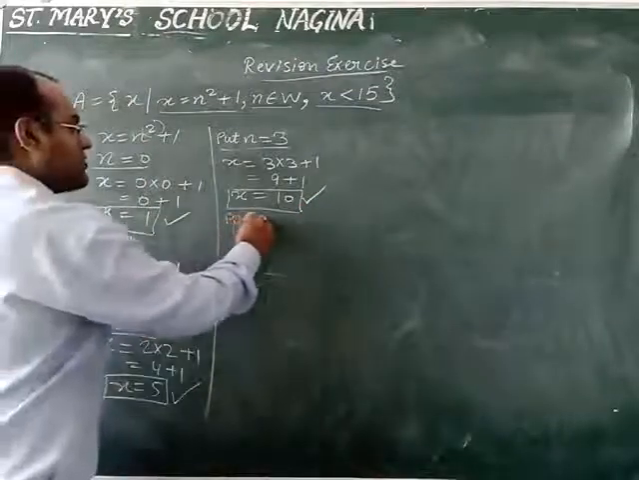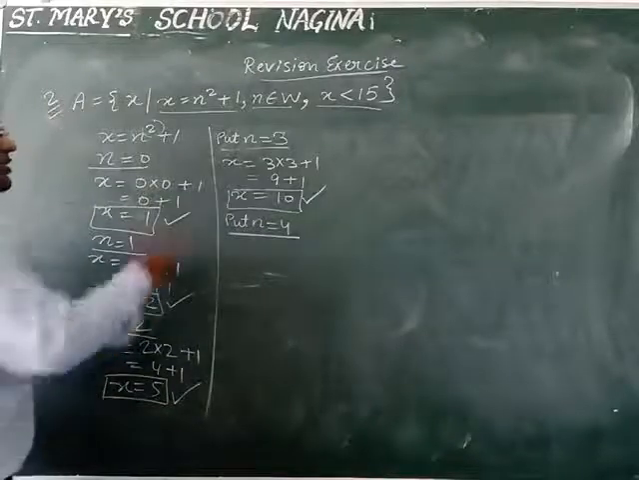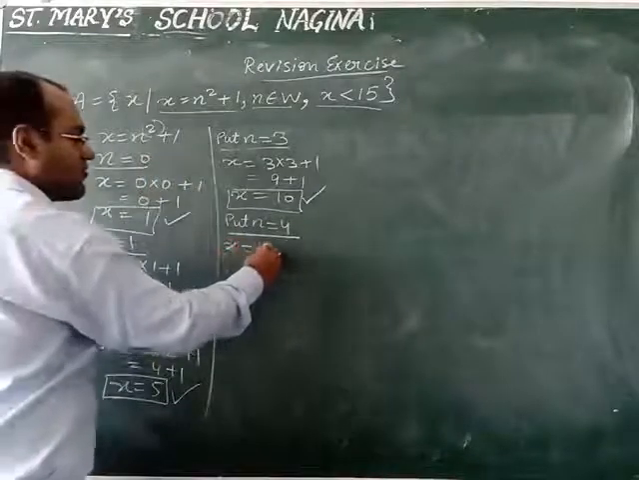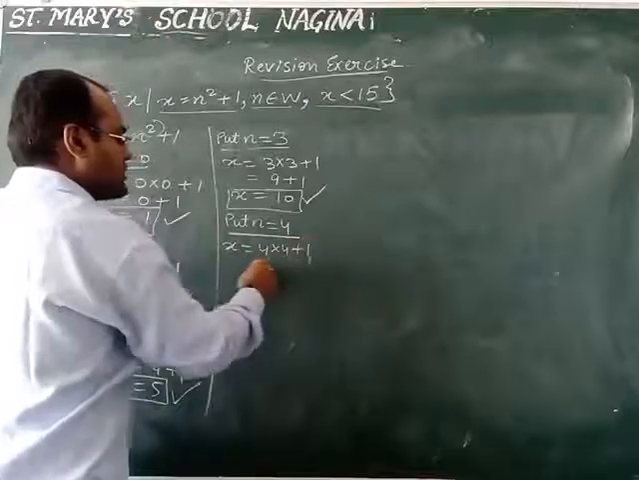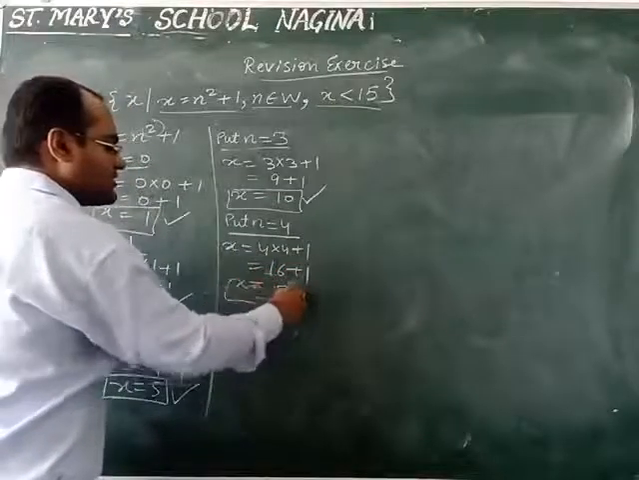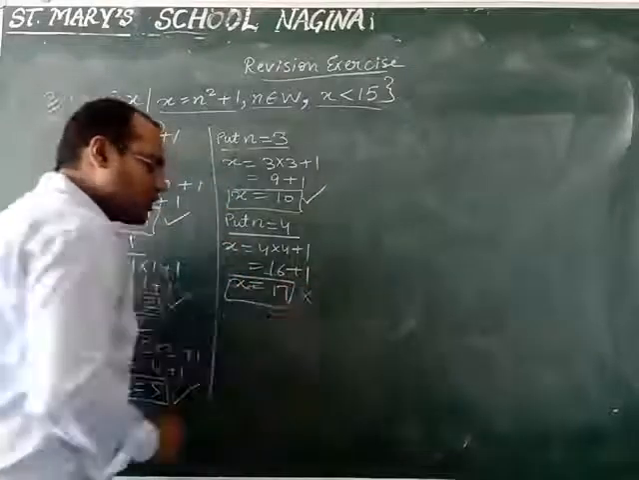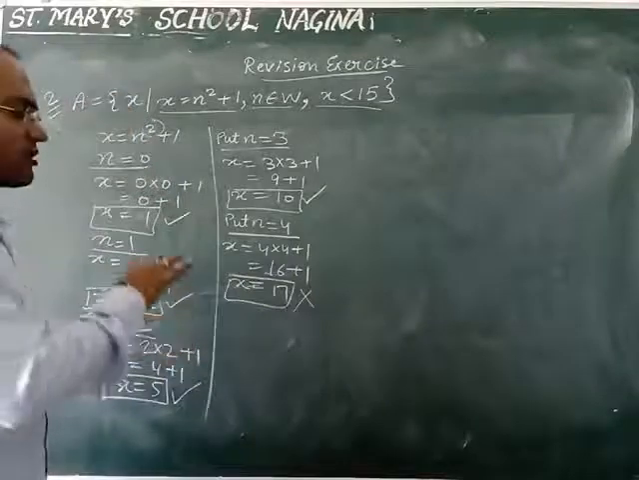Put n is equal to 4. When we will put n value 4, here we will get X is equal to 4 into 4 plus 1, 16 plus 1, and answer is 17. Is this 17 less than 15? No. This answer is wrong, so we will not do further. We will not solve it more.